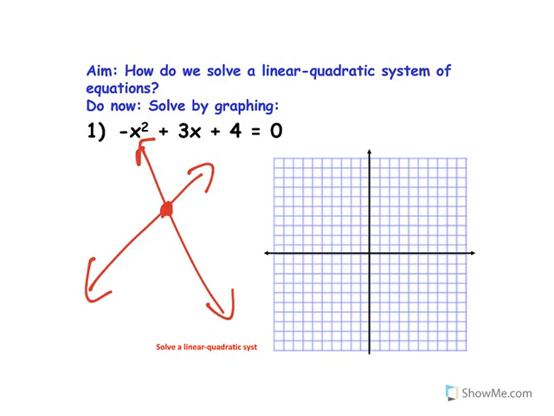Now, what we can also have is a linear quadratic system. In other words, we can have a quadratic equation with a linear equation. And again, we're going to be looking for the point, or in some cases, points of intersection.